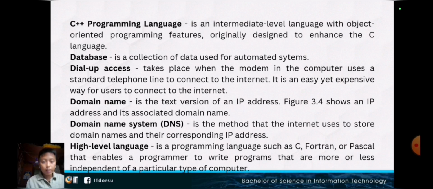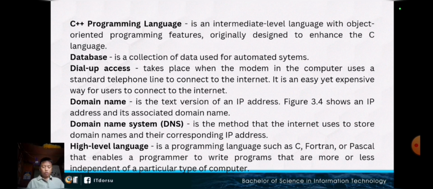Next is the domain name system or DNS. It's the method that the internet uses to store domain names and their corresponding IP addresses. So, DNS translates human-readable domain names, like, for example, www.amazon.com, to readable IP addresses. So, it translates the names into IP addresses so the browser can load internet resources.